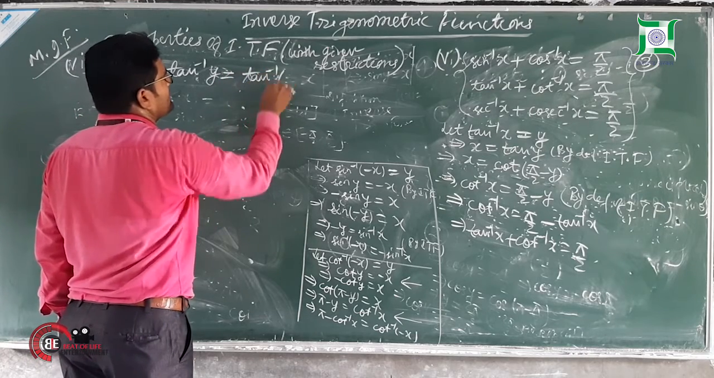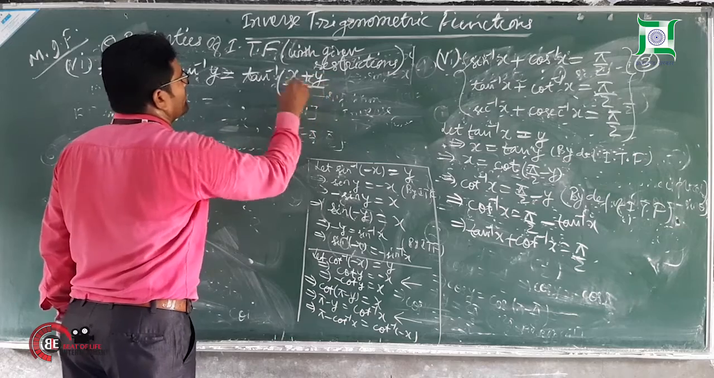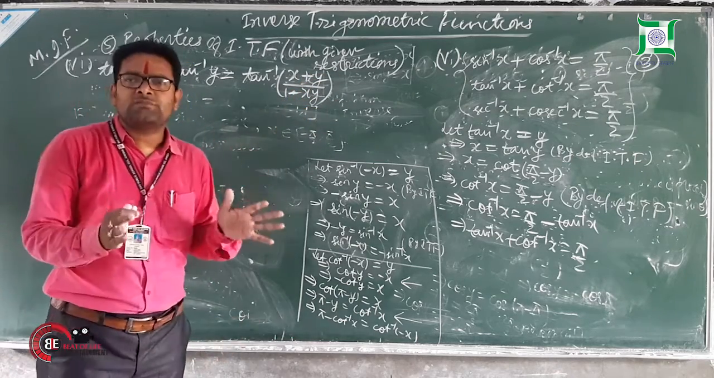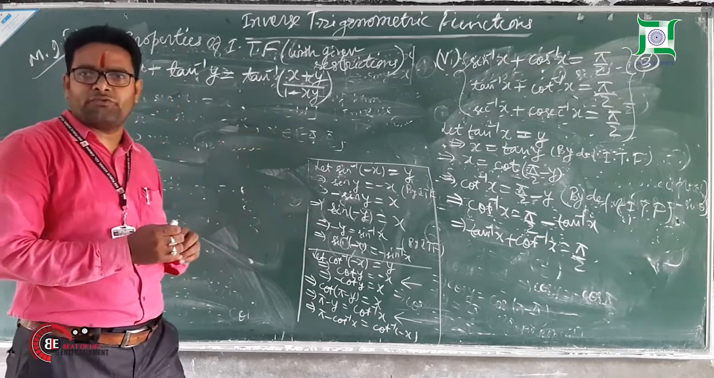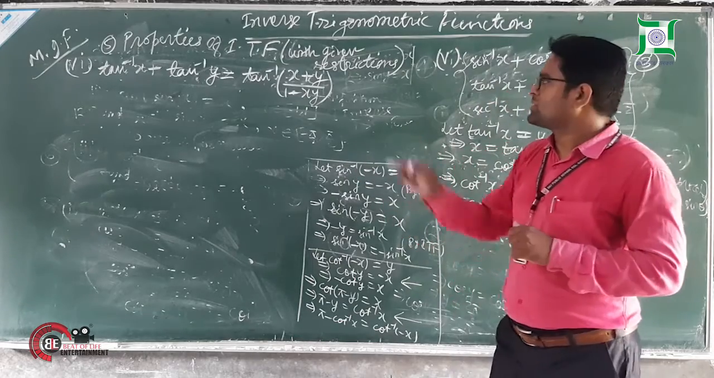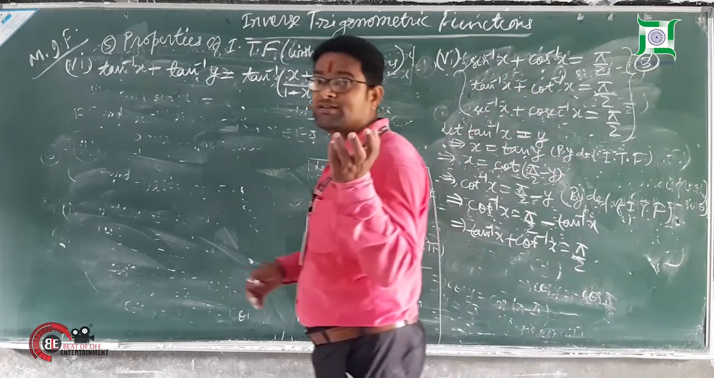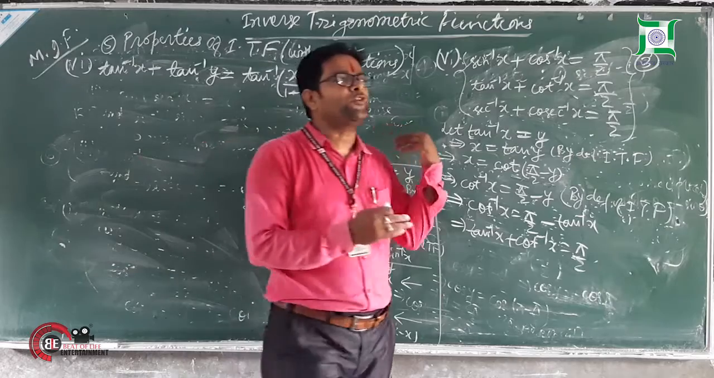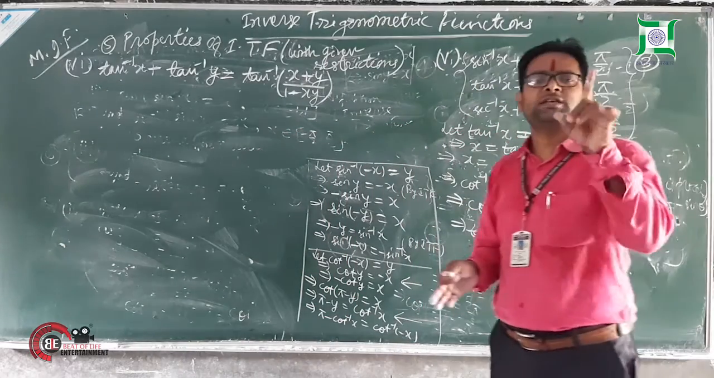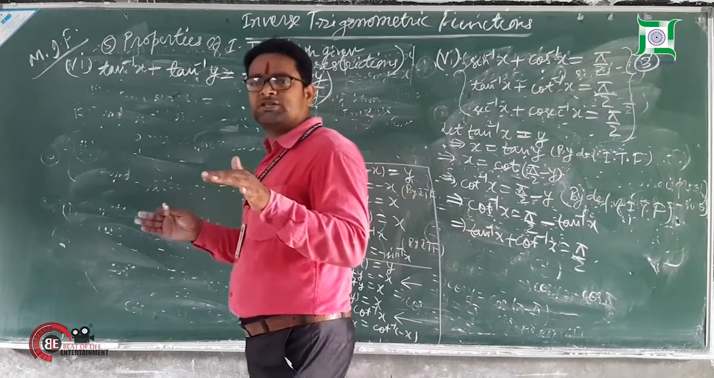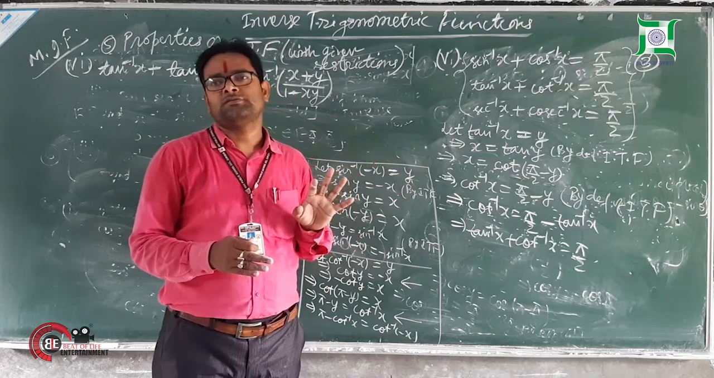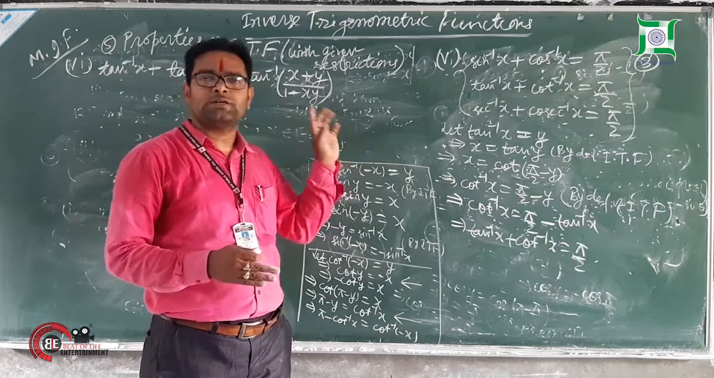It will be tan inverse of x plus y by 1 minus xy. Within some given criteria or conditions, within some given restrictions, this formula is true. Beyond those restrictions, it is not true. Whatever formulae we have discussed, and the ones I will discuss, in all these one thing is common: within the restrictions they are true, and beyond the restrictions they are false. So remember, these are true under certain restrictions.